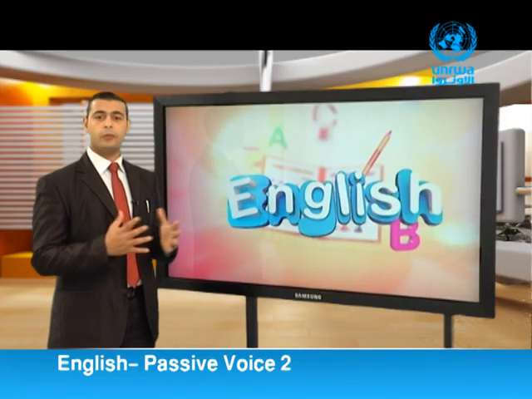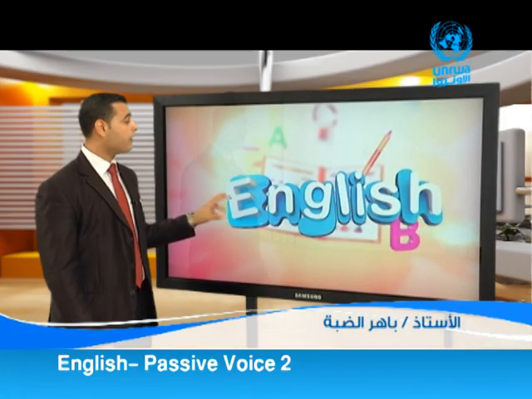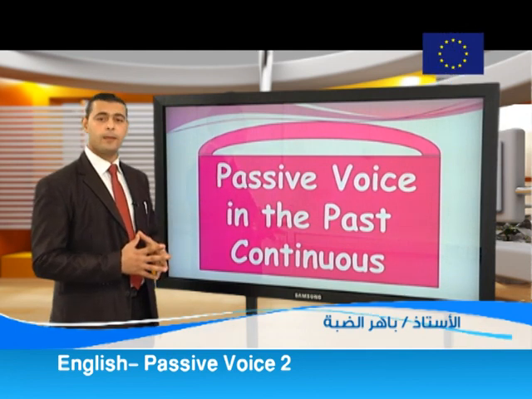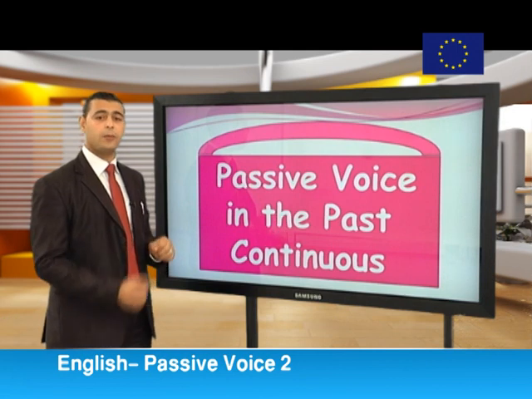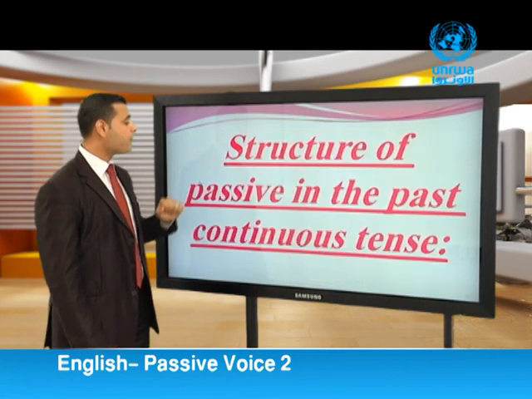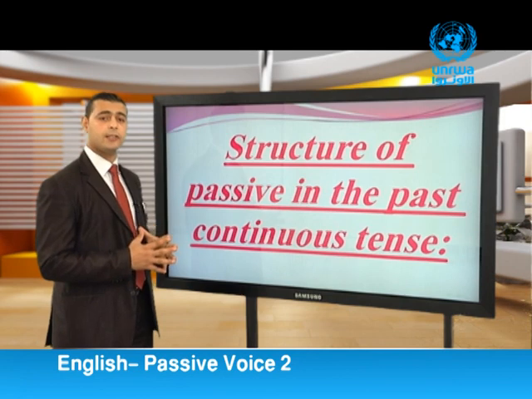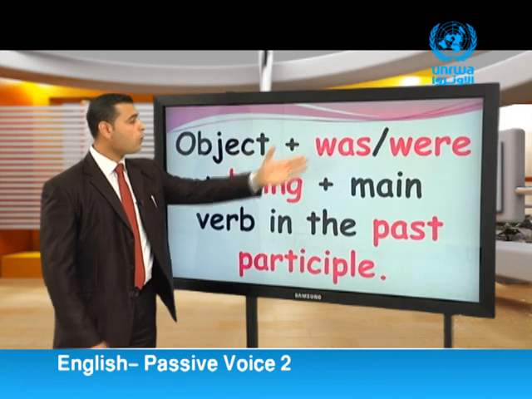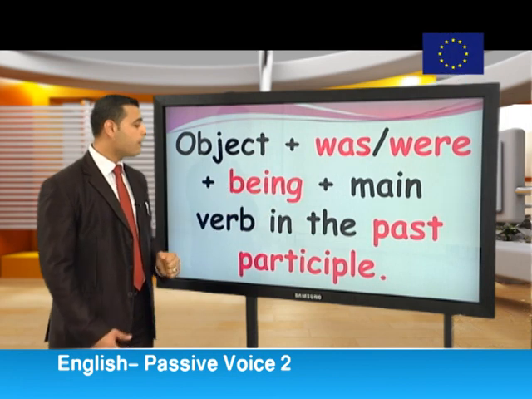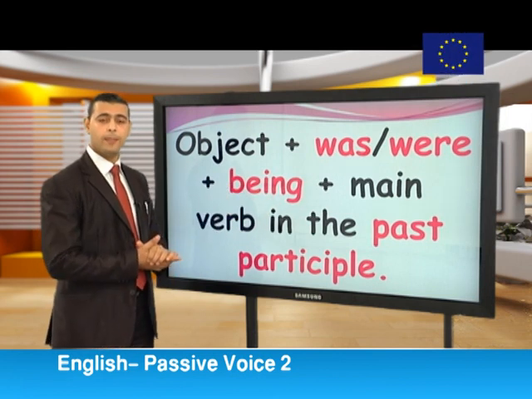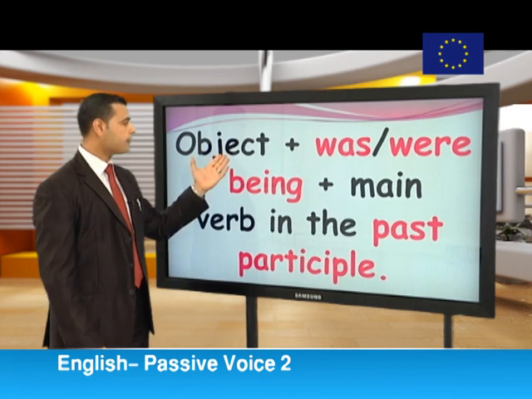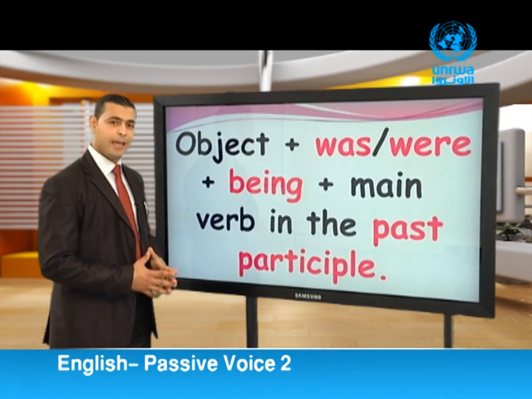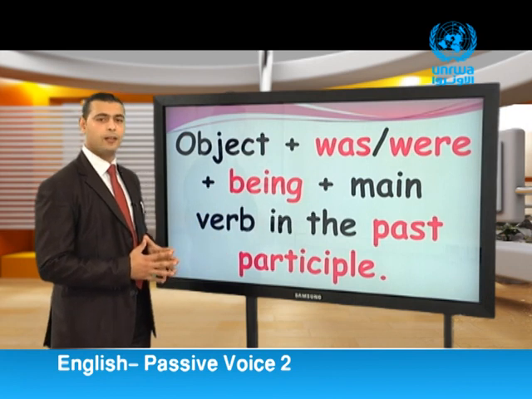Welcome back. Now, dear students, it's time to move to our third part in this lesson, which is passive voice in the past continuous. Let's look at the structure of the passive voice in the past continuous tense. Here, we have the object plus was or were plus being plus main verb in the past participle.